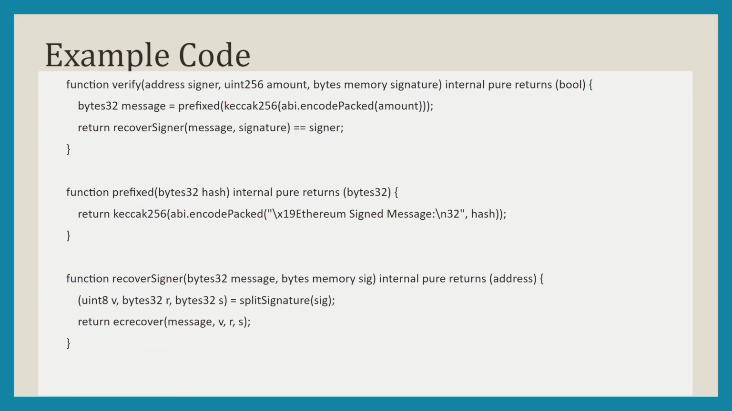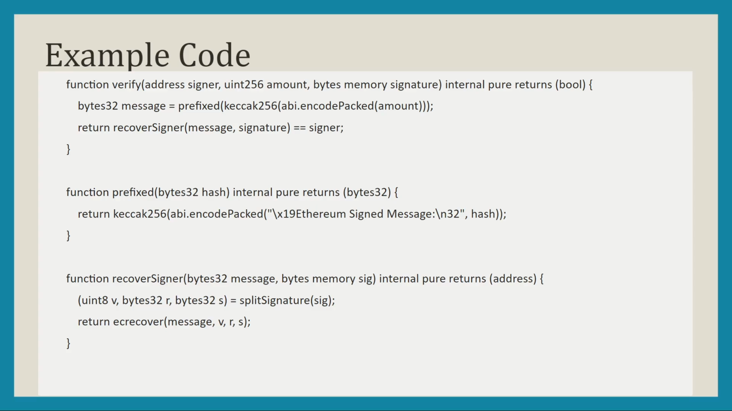Okay, so let's go to the next page. Now, you have your verify function. This function verifies the validity of the signature. It hashes the amount using Keccak256. Then it prefixes the hash to conform to the Ethereum signed message format. After that, it recovers the signer's address from the message and signature. And finally, it compares the recovered address with the expected signer's address.